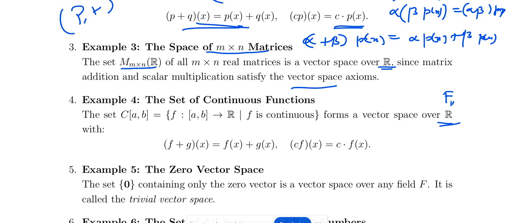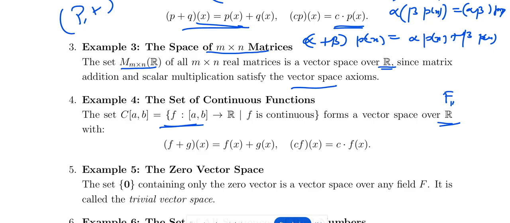Okay, so here we define f plus g of x equal to f of x plus g of x. So what should the collection be? The collection is the continuous functions. If f is continuous and g is continuous, then their sum is also continuous. These are properties of continuous functions.